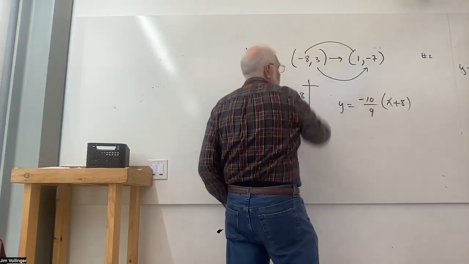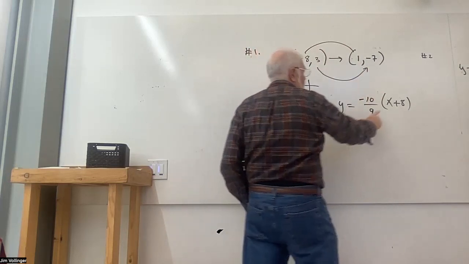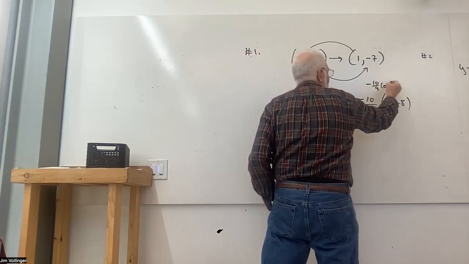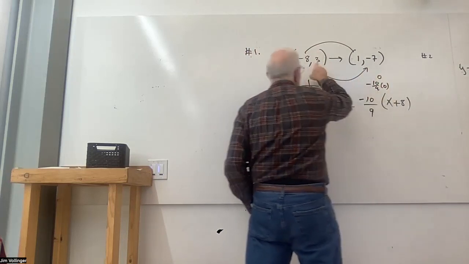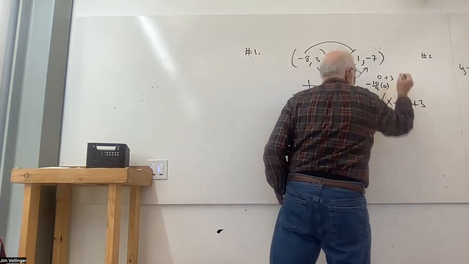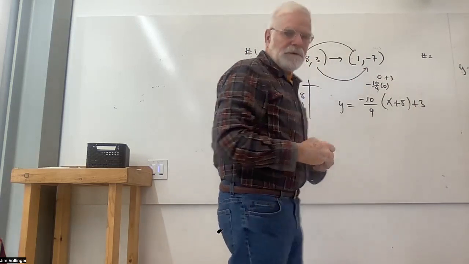And if I drop the -8 in, I want a y value of 3. If I drop the -8 in, I'm getting -10/9 times 0. And 0 does not equal 3, but it sure does if I say plus 3 at the end. All right, so there's the first problem.